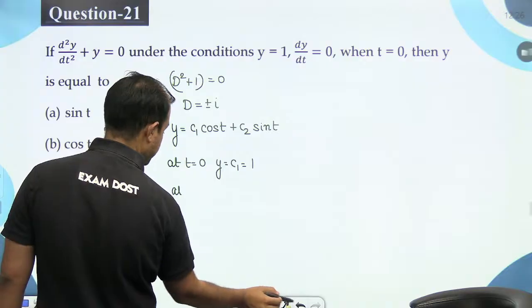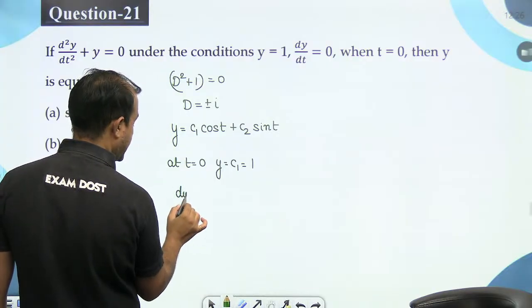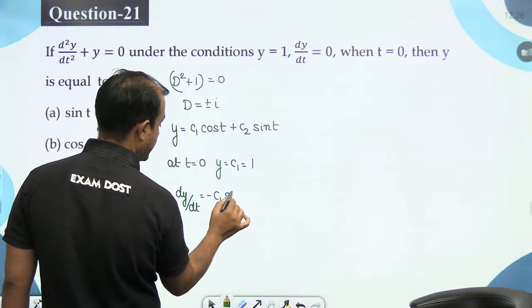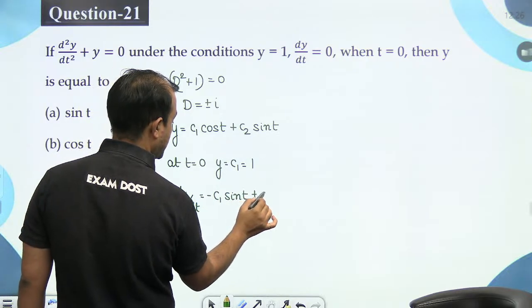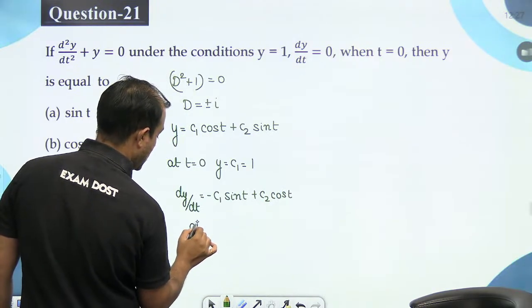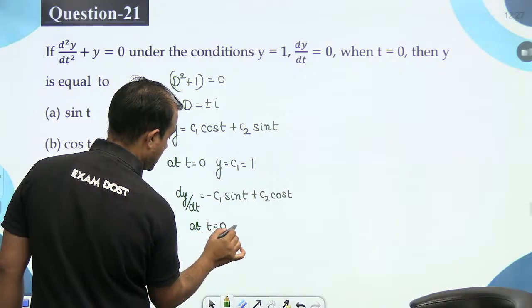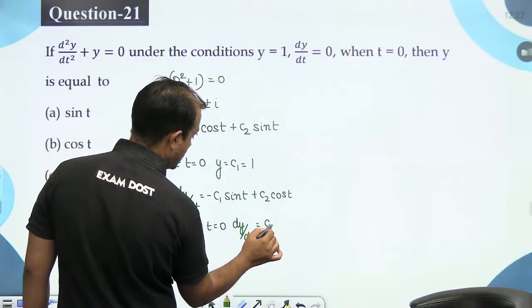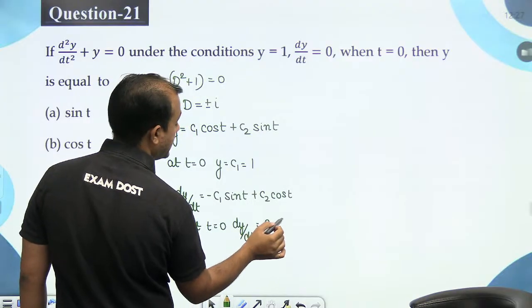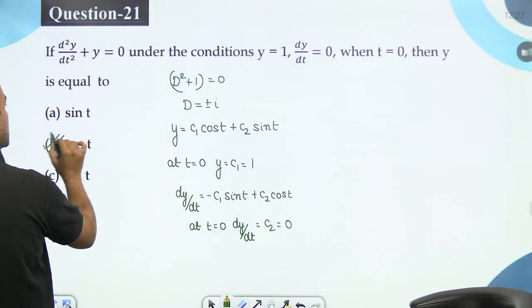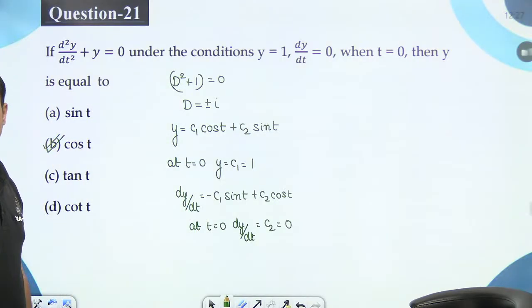And dy by dt is minus C1 sin t plus C2 cos t. So at t equal to 0, dy by dt is C2, and that is 0. So C1 is 1, C2 is 0. B. Okay, cos t. Yes.